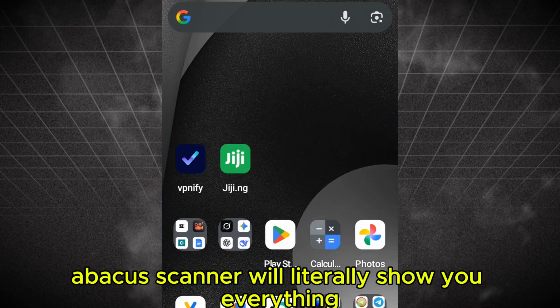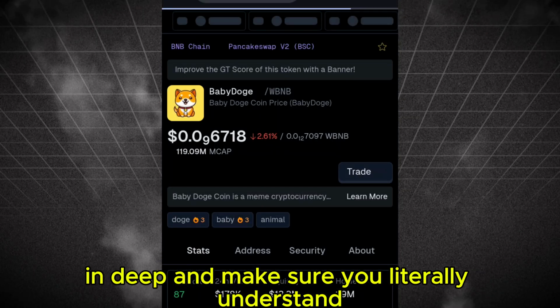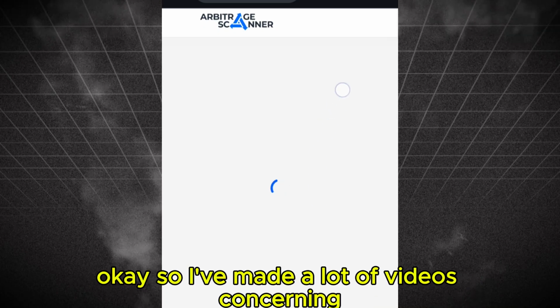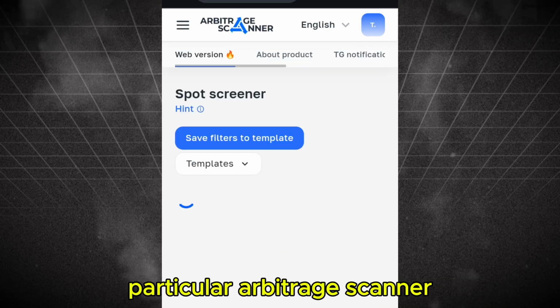The arbitrage scanner will show you everything in depth, and make sure you understand what you are doing on this arbitrage scanner. I've made a lot of videos concerning the arbitrage scanner. You can try it out.